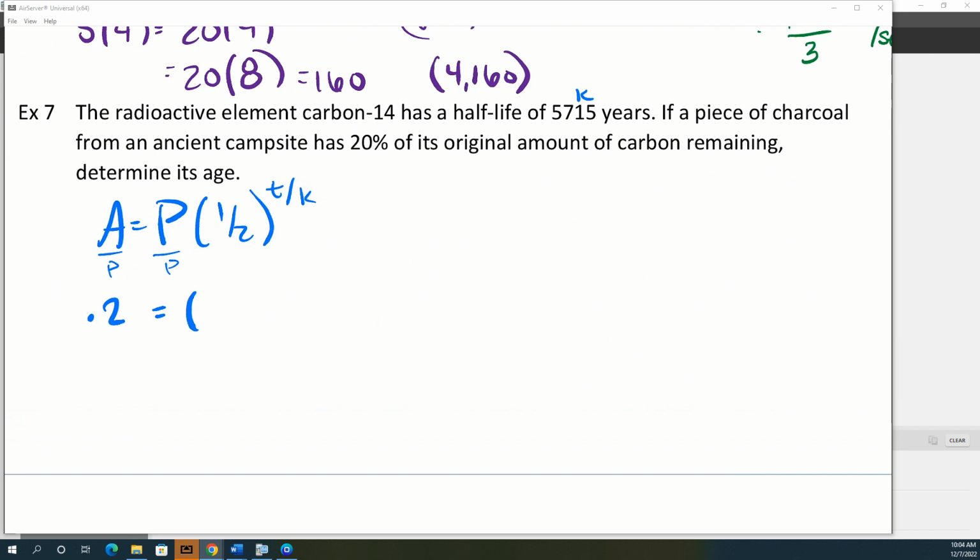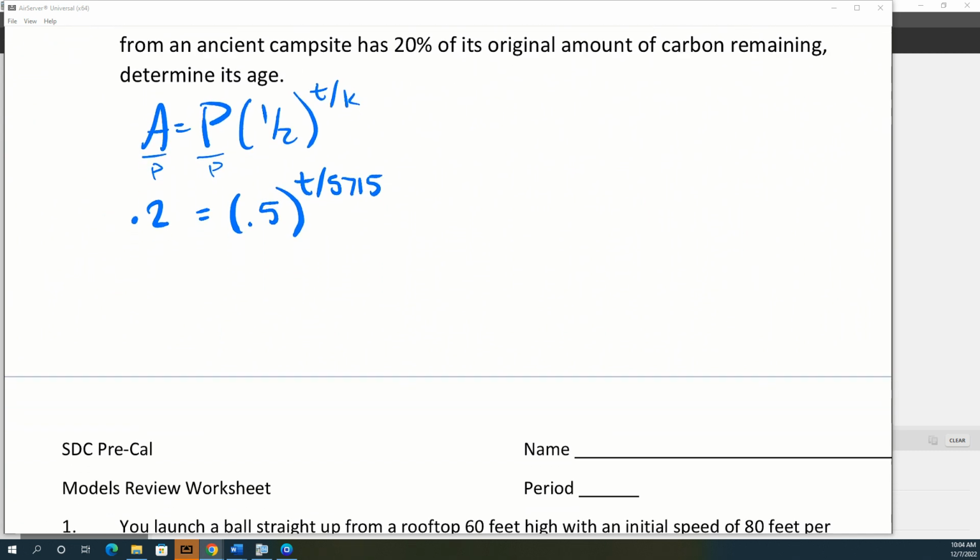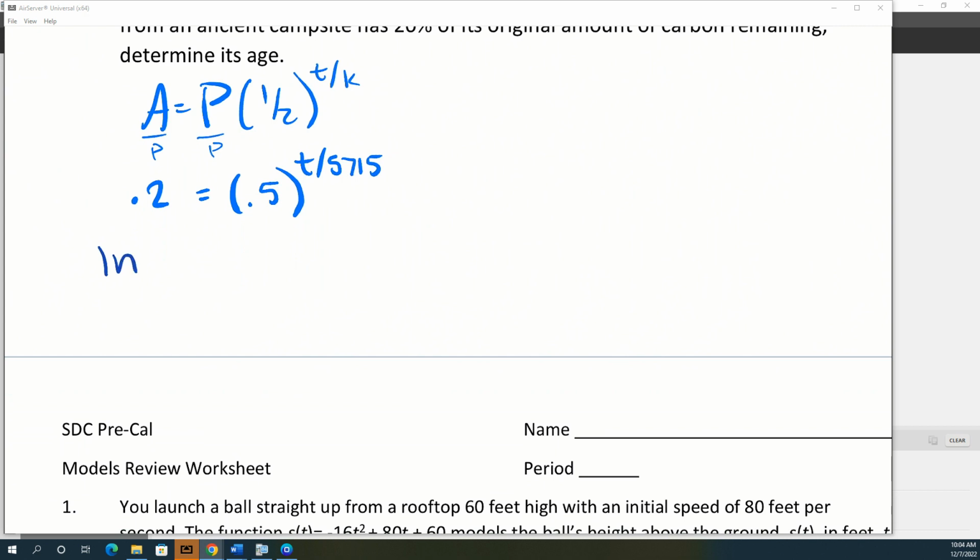And since that's a decimal, I'm going to go ahead and do 1/2 as a decimal. It doesn't matter. But for K, I'm going to put in my 5,715. All right, how do I get that exponent down? Take the log. Let's take the natural log of both sides. All right, then I'll bring the exponent down.